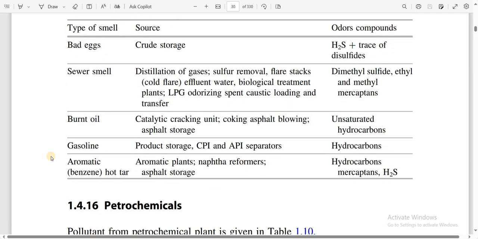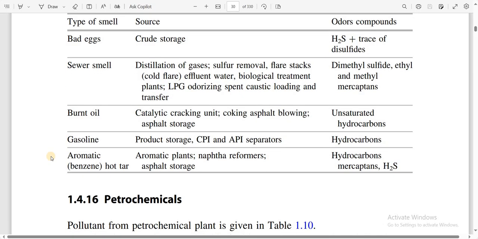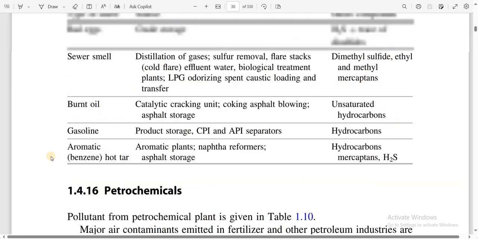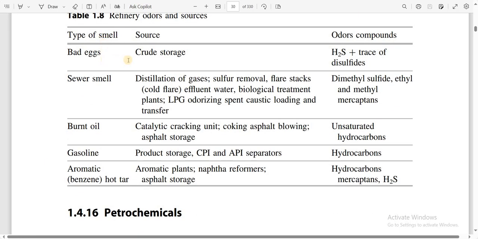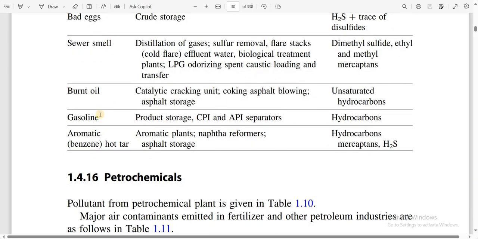Bad eggs. Again, types of bad egg. So the sources are crude storage and sour smell, distillation of gases, sulfur removal, flared stacks, effluent water, biological treatment plants, LPG odorizing, spent caustic loading and transfer, burnt oil. So it is catalytic cracking unit, coking, asphalt blowing, and asphalt storage.